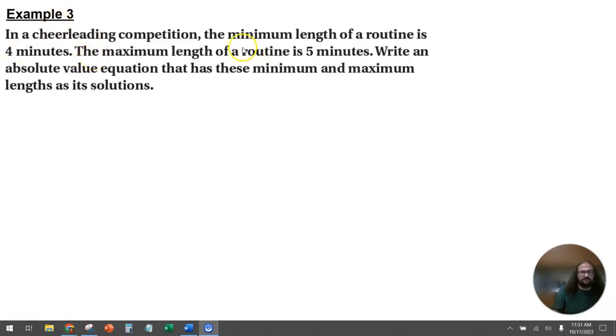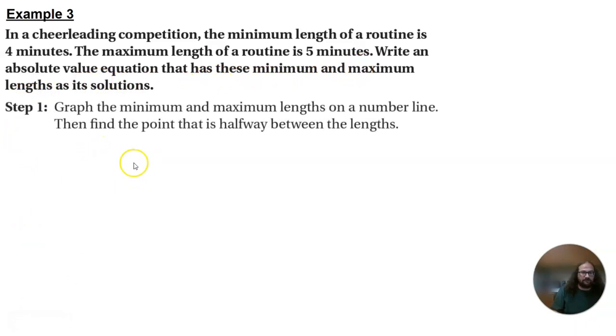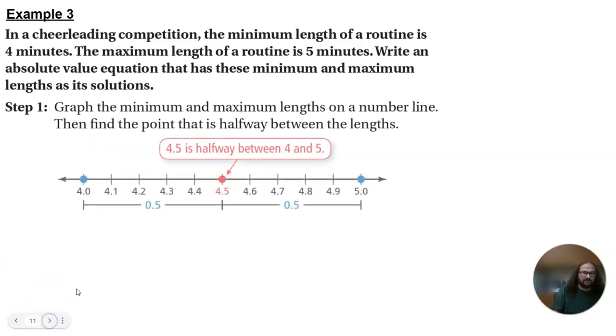So in a cheerleading competition, the minimum length of a routine is 4 minutes. The maximum length of the routine is 5 minutes. Write an absolute value equation that has these minimum and maximum lengths as its solutions. All right, so the two numbers are 4 and 5. So the first step would be to graph them on a number line and then find the point that's halfway in between them. If we were to add 4 and 5 together and then divide by 2, 4 plus 5 is 9. 9 divided by 2 is 4.5.